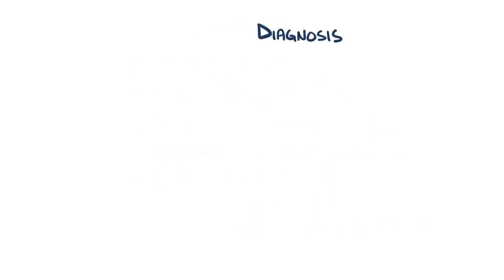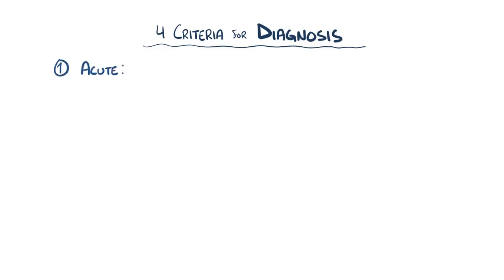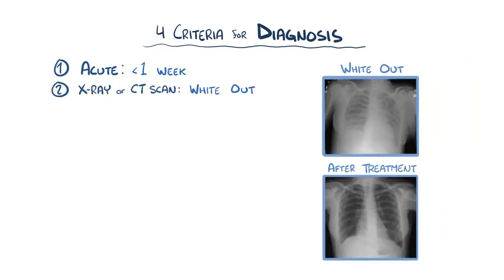A diagnosis of ARDS is typically made when a person in respiratory distress meets 4 criteria. First, the symptoms have to be acute, meaning an onset of 1 week or less. Second, a chest X-ray or CT scan shows opacities or whiteout in both lungs, which is due to massive pulmonary edema. The third relates to what's called the PF ratio, but it's actually a proportion.